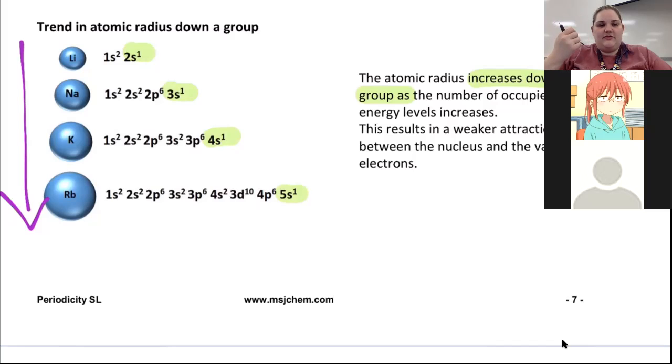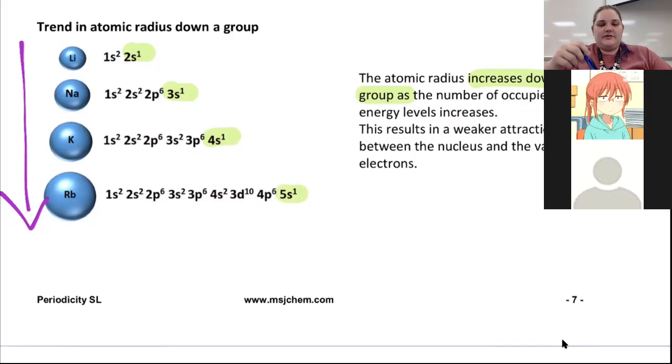So it's got 4 energy levels. And then rubidium would be in the 5th period, so it has 5 energy levels. So as I go down a group, because I'm adding more energy levels, that causes the electrons to be further away from the nucleus, and that results in a weaker attraction between the nucleus and those valence electrons.